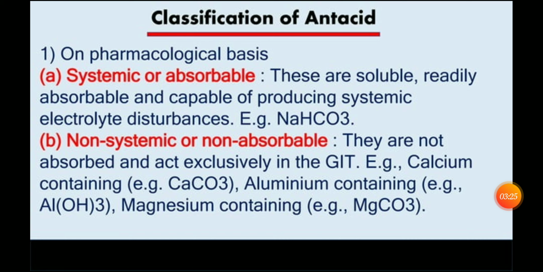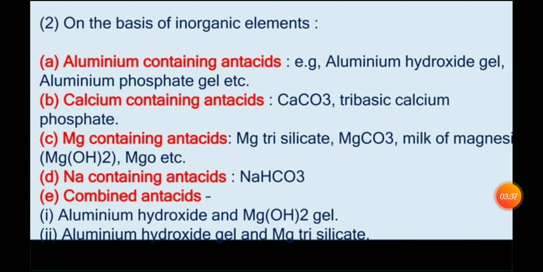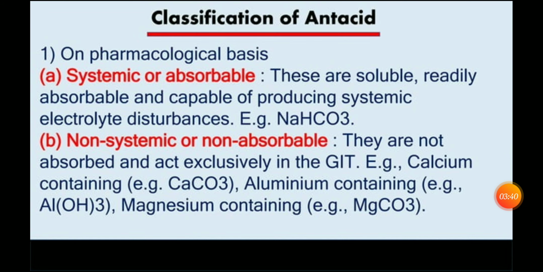Now we will go towards the classification of the antacids. It depends on two main bases: one is the pharmacological basis and the second is the basis of inorganic elements. First of all, we will see the pharmacological basis. The first class is systemic antacid. These are soluble, readily absorbable, and capable of producing systemic electrolyte disturbances.